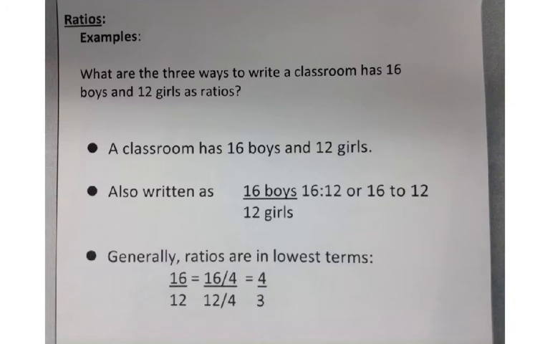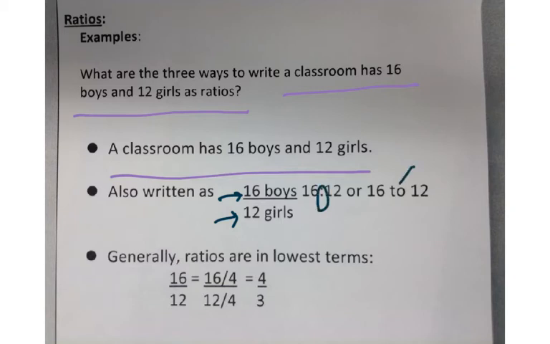There are three ways that we can write a ratio. For example, to write a ratio for a classroom that is 16 boys and 12 girls, you would write 16 boys over 12 girls for the division. Or you could use the colon, so 16:12, or you could use the words 16 to 12. All three of these are absolutely fine ways to show a ratio.